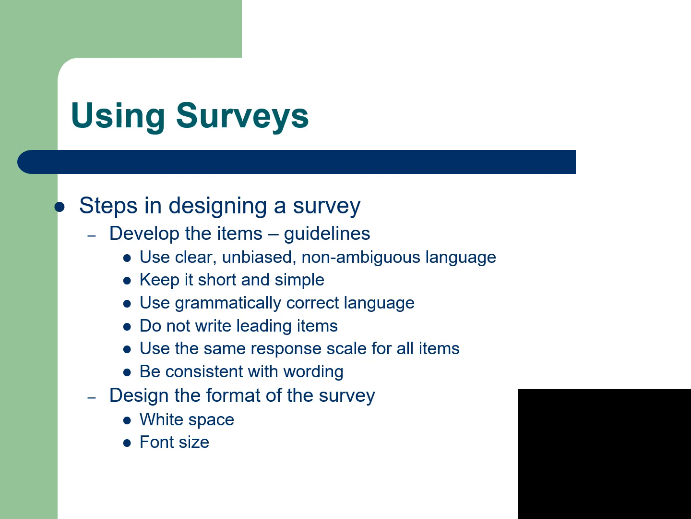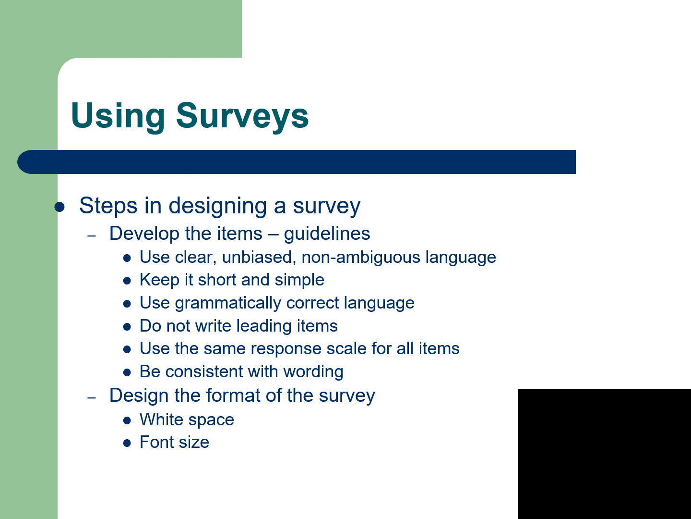Then after that, according to the way that you are going to collect data, you are going to develop the items. The guidelines, for example, must be clear. For example, the language is clear as well, short and simple, with correct grammar. Don't write leading items, and don't ask about two points in one item. You have to be consistent in your writing as well. The scale, you have to use the same scale for all items. You cannot, for example, have one item using a 3 Likert scale, another item 5, another item 7. No, you have to be consistent.